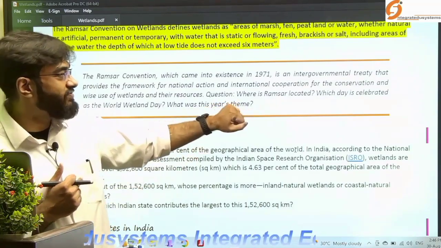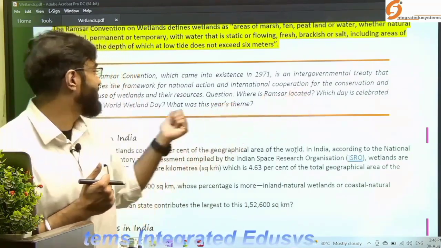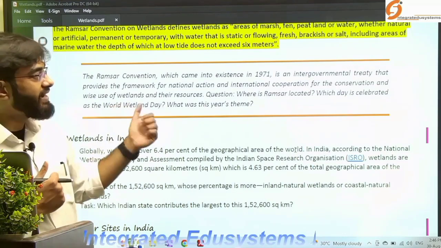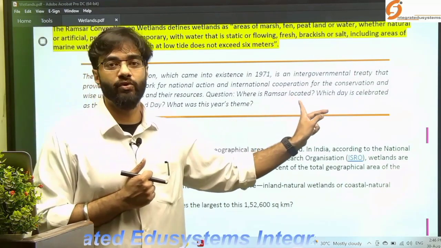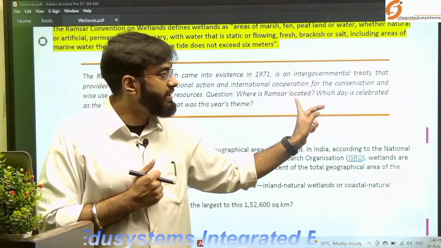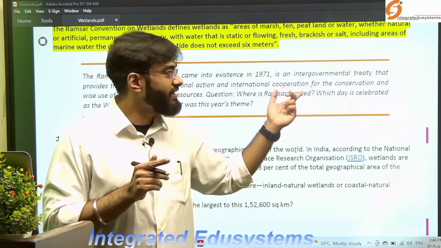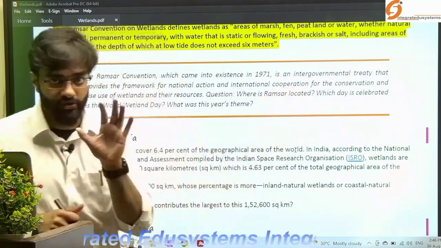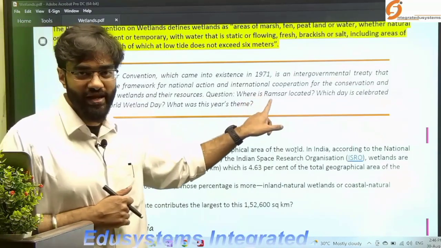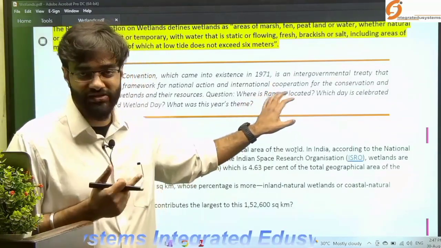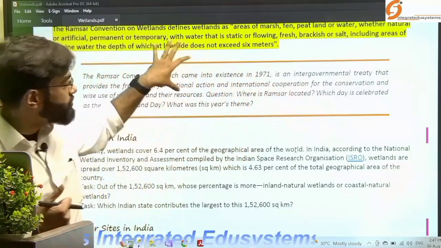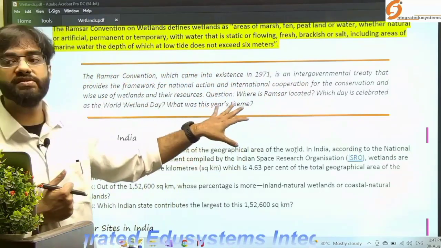Although I have told you which day is celebrated as World Wetland Day, when you hear Ramsar, it is your responsibility to know where this actual site is located. I am not going to tell you that, so if you don't know, you should find out, whether by Atlas or Google. And what was this year's theme?